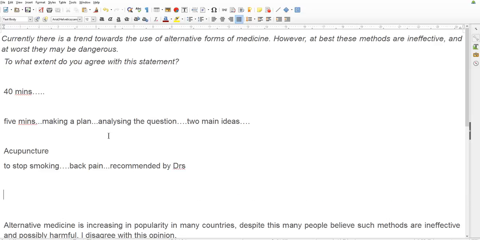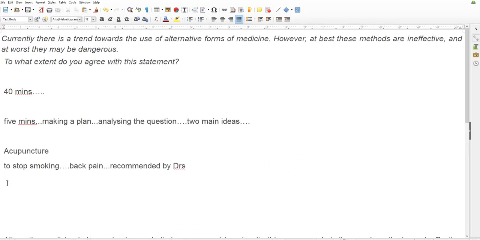The first thing. What's the second thing? The second thing. Traditional. Right. So I'm going to say that I think traditional medicines are not as safe as we might think.